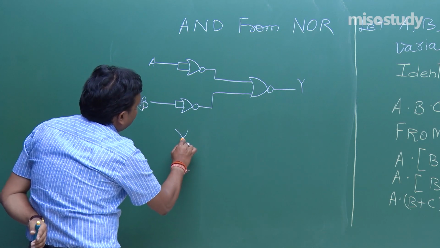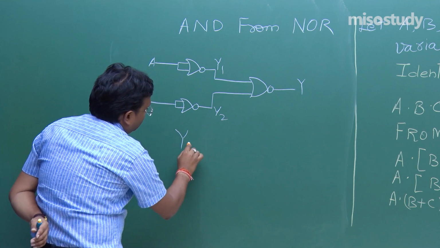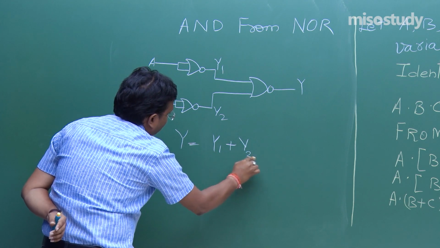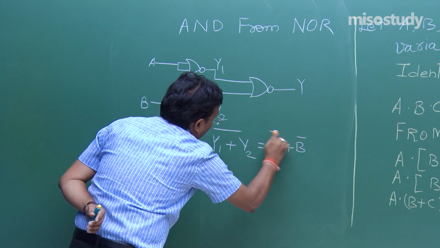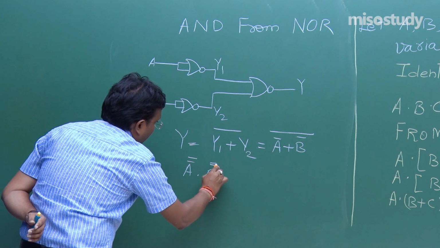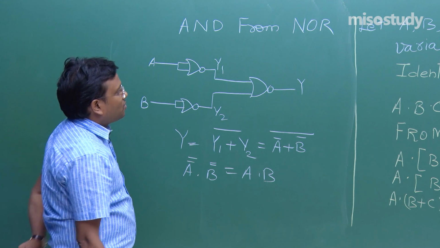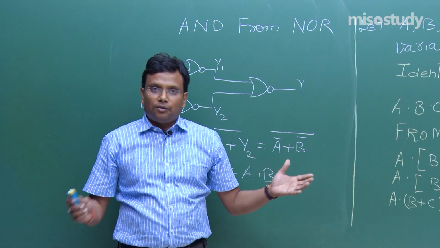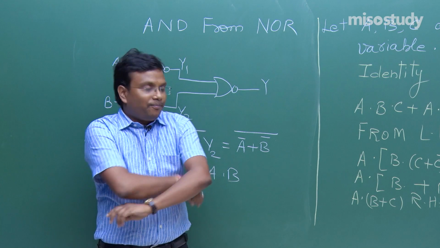How? You can say, let's say this is Y1, this is Y2 and this is Y. So what you can say that Y is equal to Y1 plus Y2 bar, that will give you A bar plus B bar whole bar, and ultimately it will give you A double bar dot B double bar is equal to A dot B. So simple situations over here that with the help of Boolean expressions and all these things you can calculate. So students, this is all in all in this particular chapter.